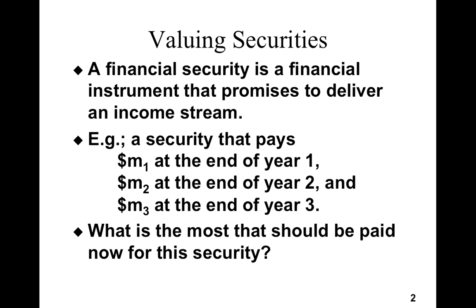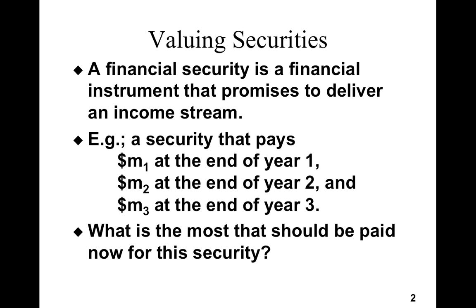So, let's start with the definition. What is a financial security? In the first couple of weeks, we looked at financial security as a claim to income generated by capital, physical capital. So, a financial security is a financial instrument that promises to deliver an income stream. For example, a security that pays $M1 at the end of year 1, maybe M2 at the end of year 2 and M3 at the end of year 3.